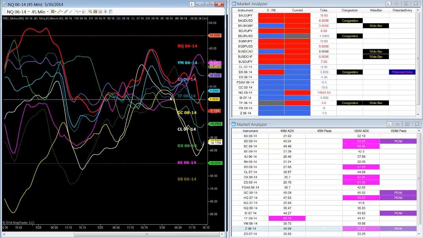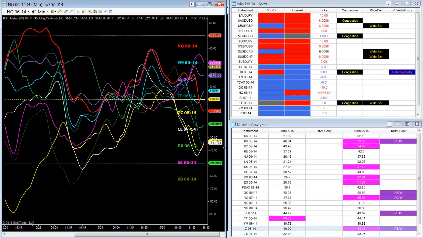Anytime a market is above 50, it is considered to be overbought. This tells us that the market will probably be retracing. Anytime the line is below negative 50, that tells us that the market is oversold and a retracement is likely. So you can see that gold was oversold. The British pound was oversold. Crude was oversold. The NASDAQ was overbought.